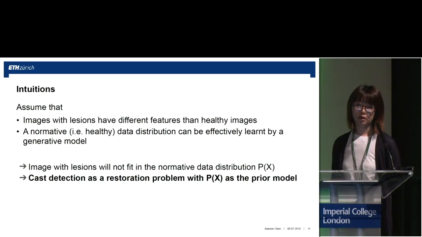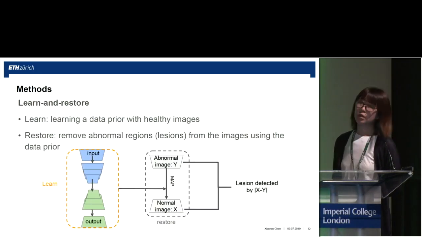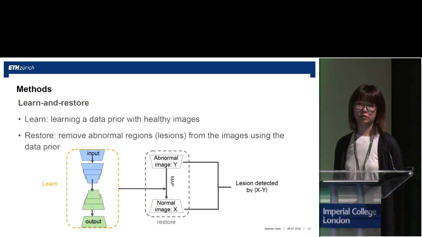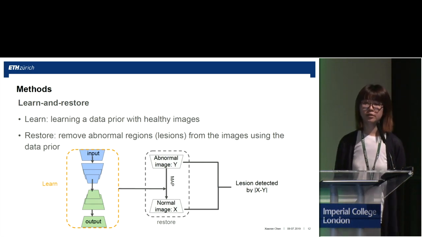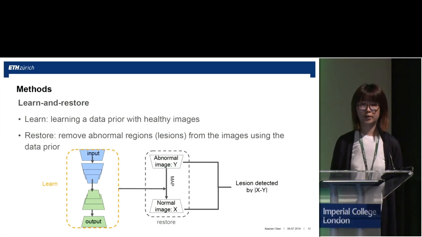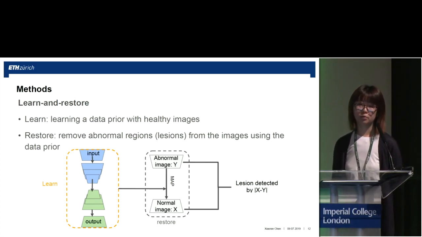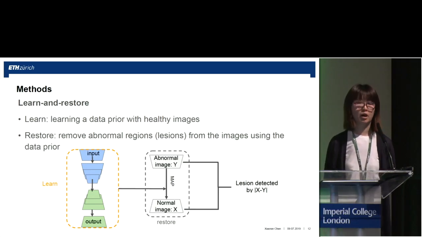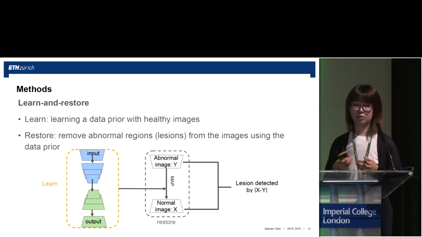So we formulate this problem as a restoration problem, where we use the normative data distribution estimated by the generative model as the prior model. Specifically, our method is a two-step learn-and-restore method. In the first step, we learn the data prior from healthy images with the VAE or VAE-based method. In the second step, we perform image restoration, where we remove the abnormal regions from the image using the data prior estimated in the first step. The restoration is performed by formulating a maximum a posteriori problem, and it is performed iteratively. At the end, we have a restored image, and the lesion can be detected by calculating the absolute difference between the input image and the restored image.